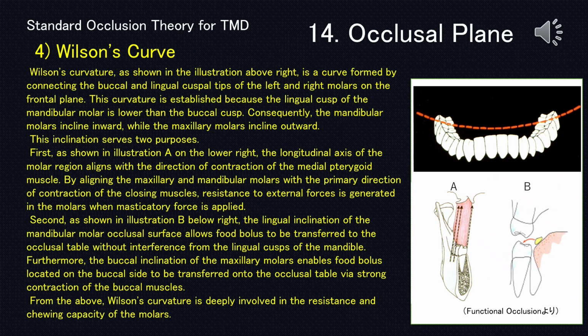Second, as shown in illustration B below right, the lingual inclination of the mandibular molar occlusal surface allows food bolus to be transferred to the occlusal table, without interference from the lingual cusps of the mandible. Furthermore, the buccal inclination of the maxillary molars enables food bolus located on the buccal side to be transferred onto the occlusal table via strong contraction of the buccal muscles. From the above, Wilson's curvature is deeply involved in the resistance and chewing capacity of the molars.